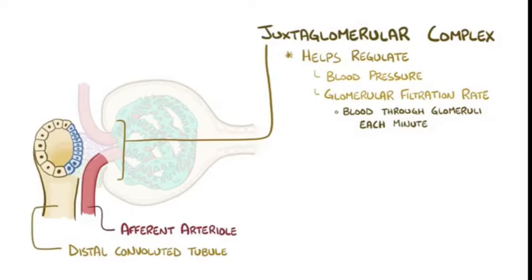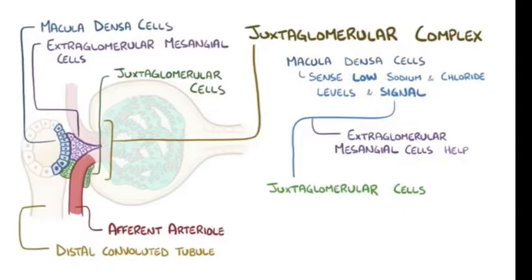Juxtaglomerular complex helps to regulate our blood pressure and the GFR, which is the blood through the glomeruli each minute. So it consists of cells which line the distal convoluted tubule, like the macula densa cells, extraglomerular mesangial cells, and juxtaglomerular cells.